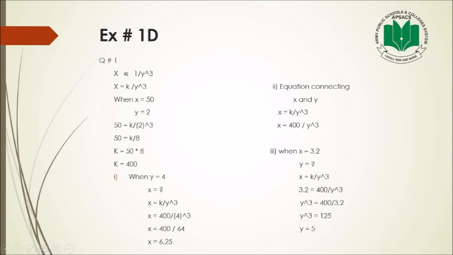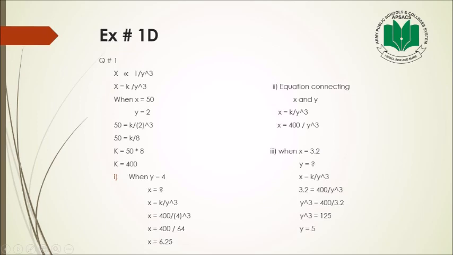Now part 2. In part 2 we have to find the equation connecting x and y. So put the value of k in the equation. X is equal to k over y cube. The answer will be x is equal to 400 over y cube.